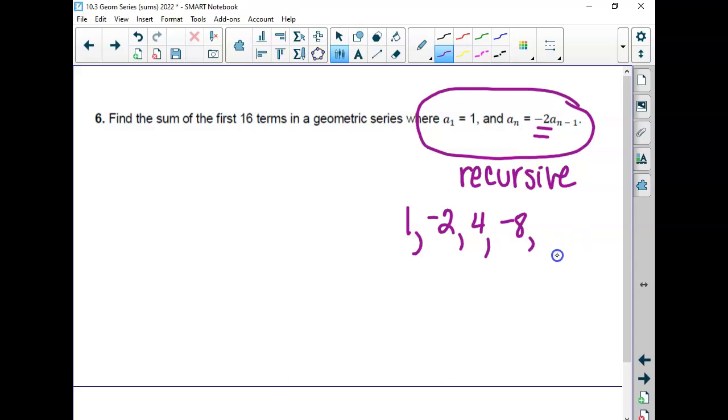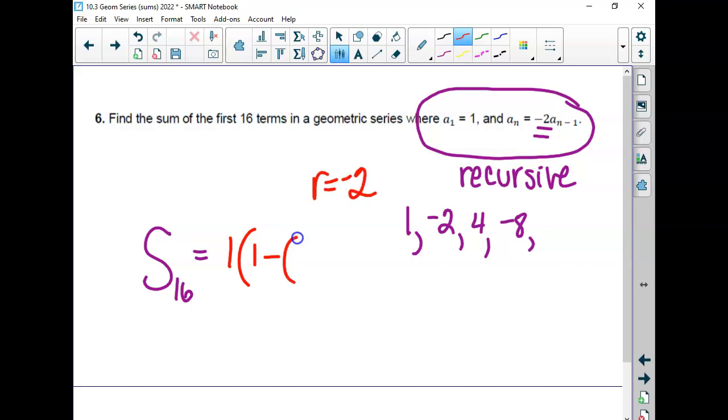Now, if you start adding those up, weird things are going to happen, right? Because some are positive and some are negative. So we are supposed to find the sum of the first 16 terms. What's that going to look like? Help me with the formula, guys. First term, 1 minus, what's r? R is negative 2. This is one of those where you have to put that in there, the parentheses, to the power of 16, all divided by 1 minus negative 2.